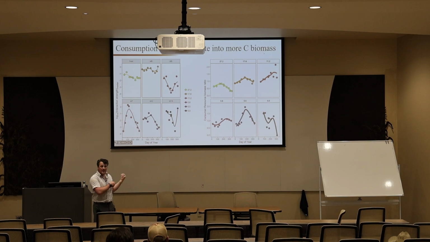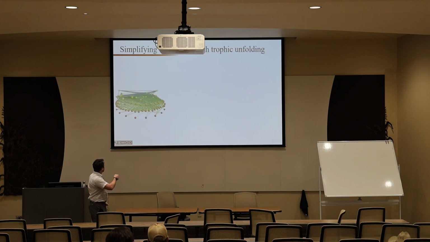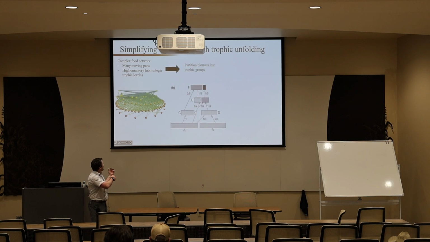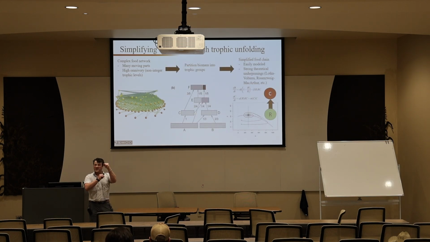And so in order to dig into this a little bit more, we're going to simplify these systems a bit. What we saw there was this complex food network. What we're going to do then is partition this into biomass groups, and then simplify it even further and just look at this as a consumer resource model. The utility of this is it allows us to pull on this long history of consumer resource models, such as Lotka-Volterra models or Rosenzweig-MacArthur models, and quantify these dynamics in terms of their temporal dynamics through time.